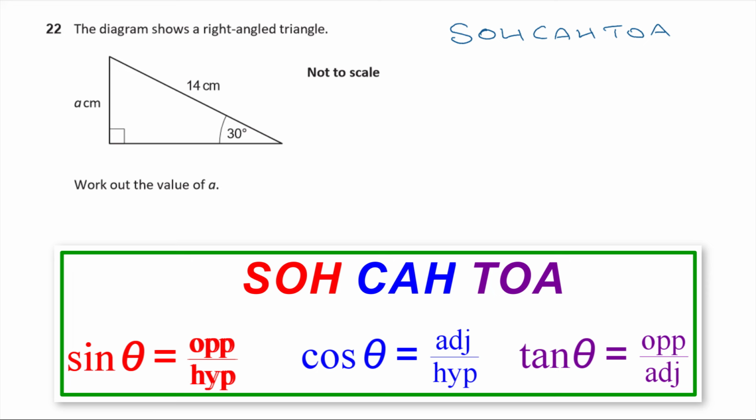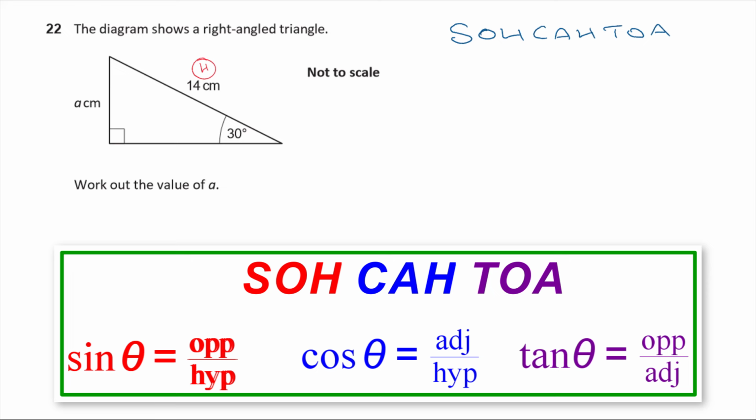Okay. Now, before we can decide the ratio, let's just label up the sides and see which sides we've been given, which ones we want, and which ones we don't care about. Okay. So I normally start with the hypotenuse because it's the easiest to spot. The longest side is the 14, isn't it, by a country mile, much longer than the other two lines. So that must be the hypotenuse.